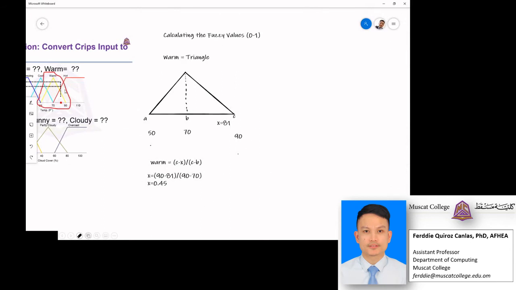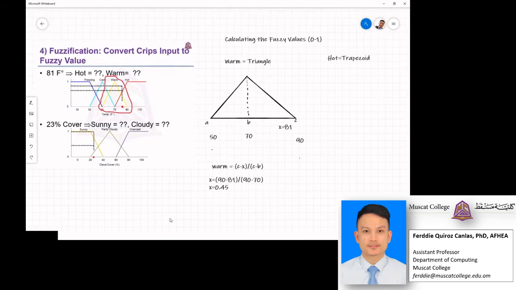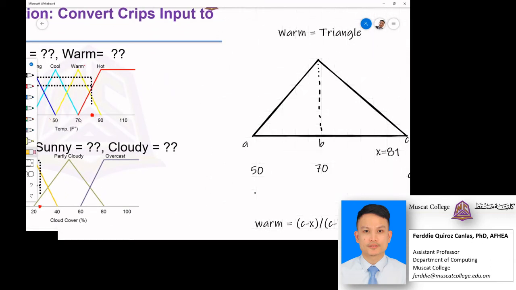Next, let's calculate for hot. Not for warm. I'm referring to hot here. Hot is using what? Trapezoid, right? So it's using trapezoid. Okay, we're now going to calculate for hot. So please make note of this one. Hot is using trapezoid.